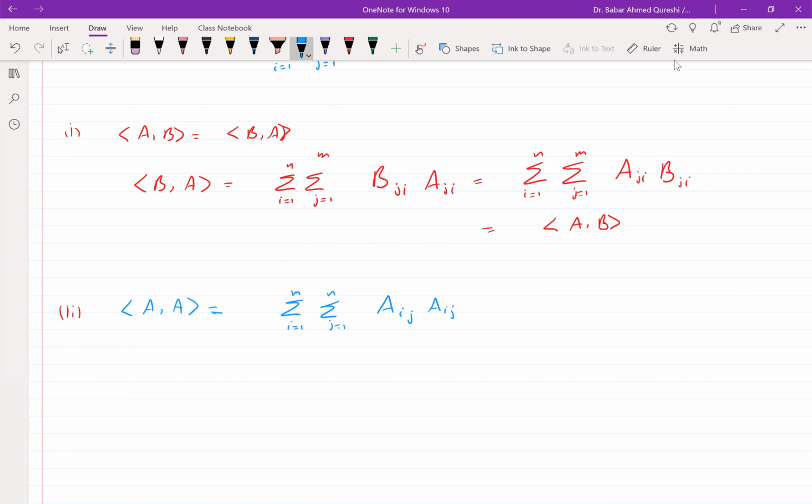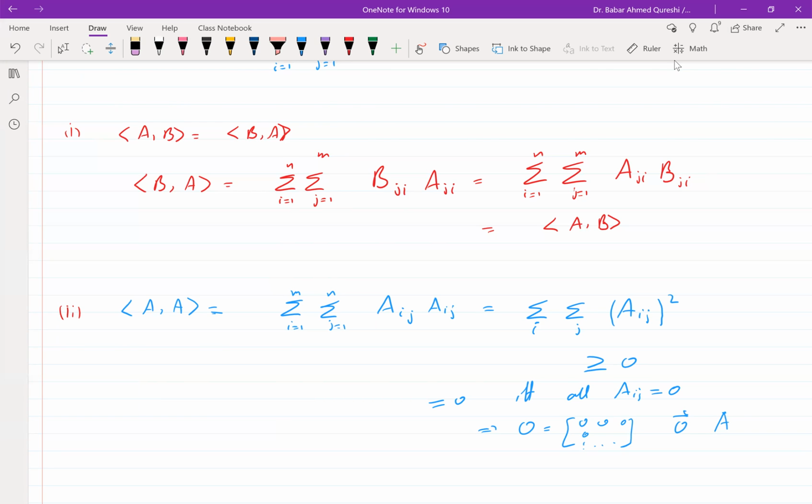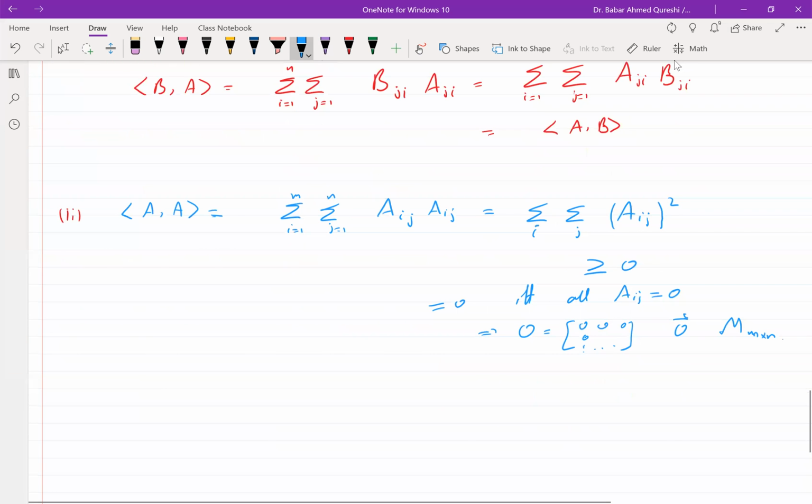A_ij times A_ij, because it's the same matrix which is being multiplied twice. So this is just A_ij squared. You're summing over some positive numbers, so it's going to give you some number which is positive. And this will be 0 if and only if all A_ij's are 0. But that means you have the 0 matrix, which is the 0 vector of this space of m by n matrices, as we wanted.